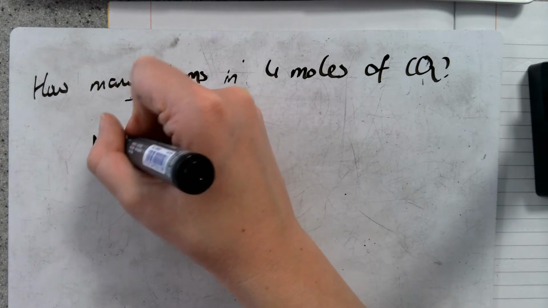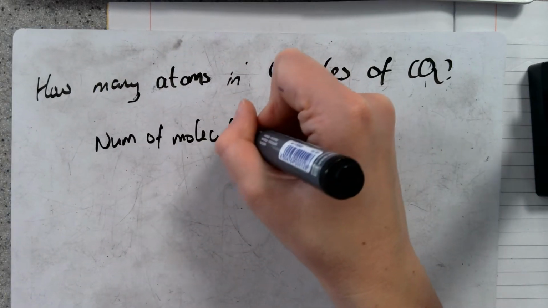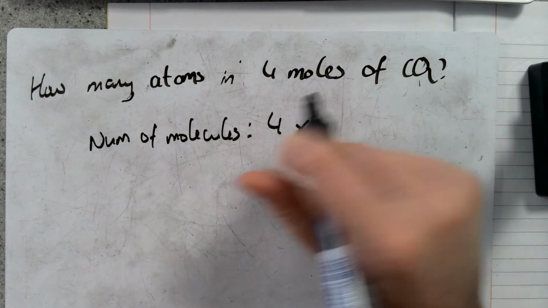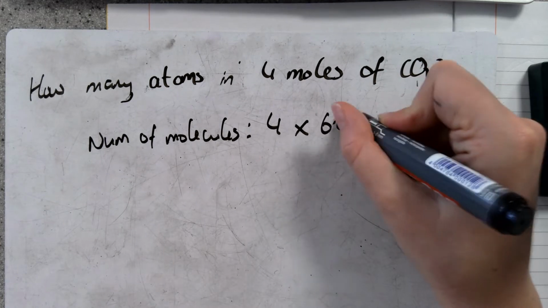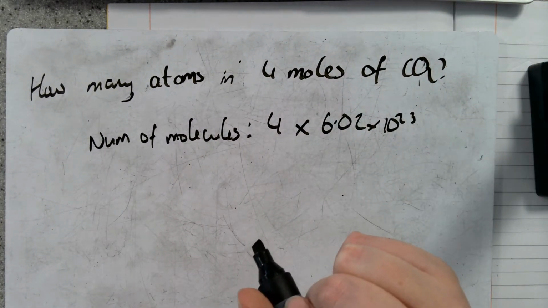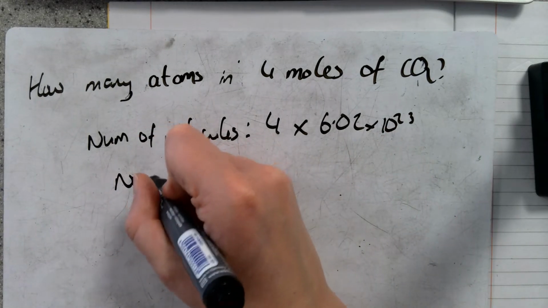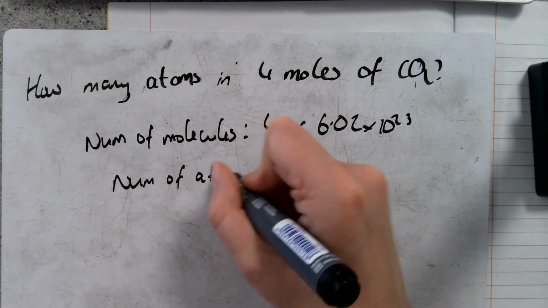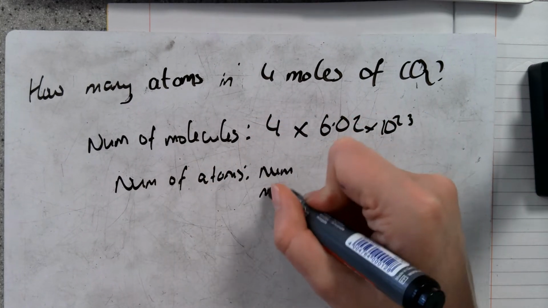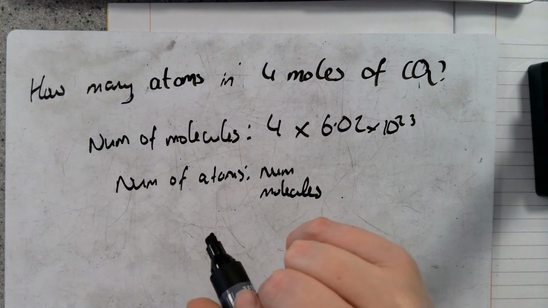Okay, so first thing I want to work out is number of molecules. And to do that, I'll do exactly what I have been doing. 4, because I've got 4 moles, multiply by the number that the word mole represents. That will tell me how many molecules I have. And once I know how many molecules I have, to find the number of atoms, I'll take the number of molecules. Let's just say we had 10 molecules of CO2.